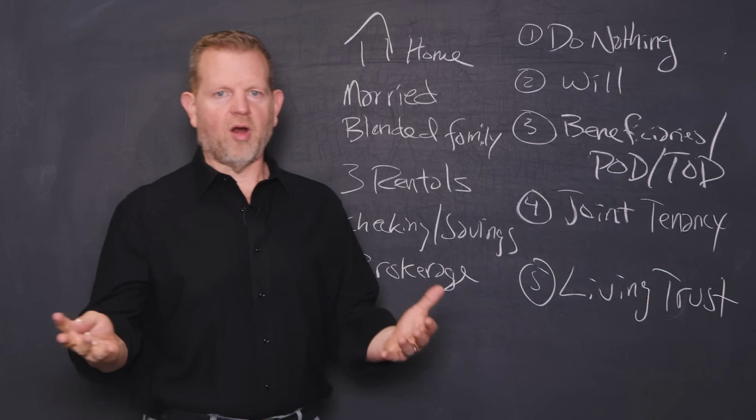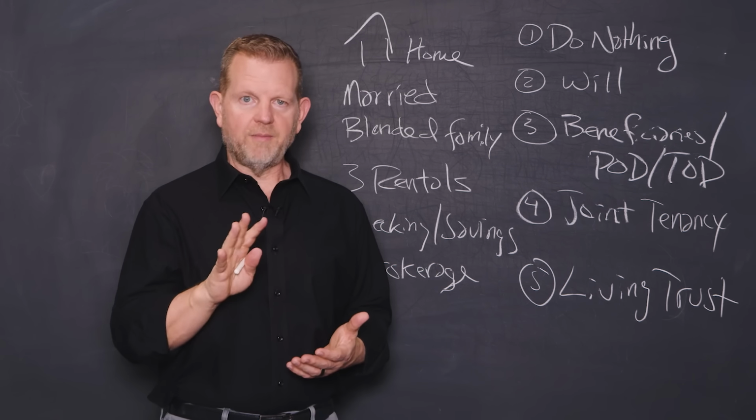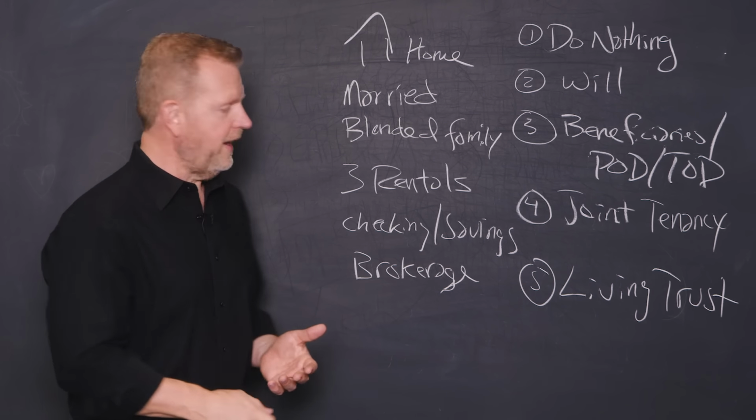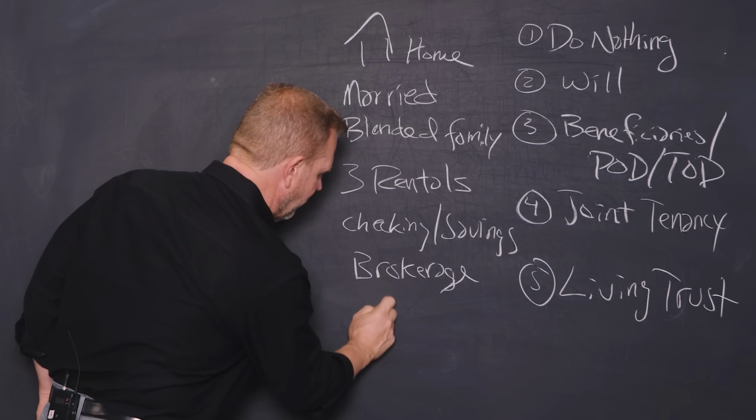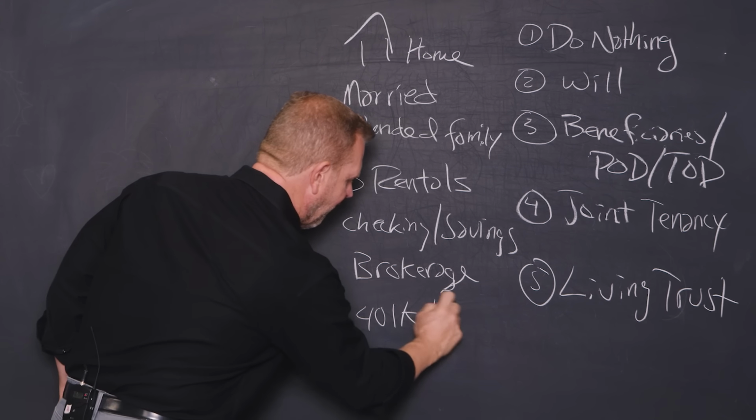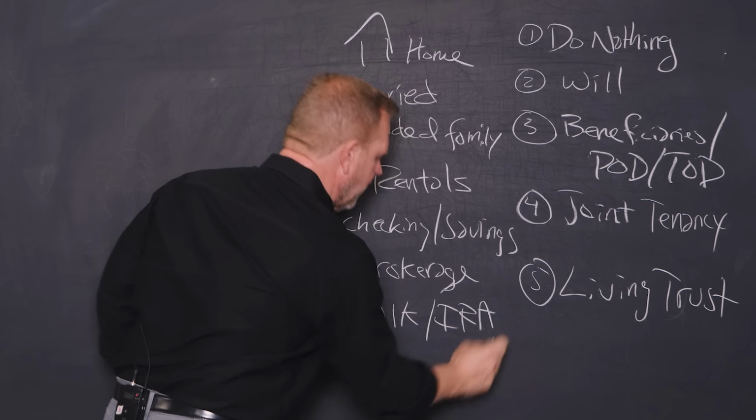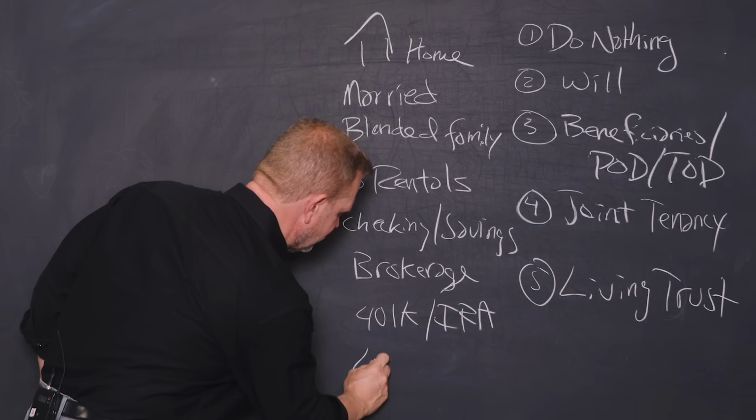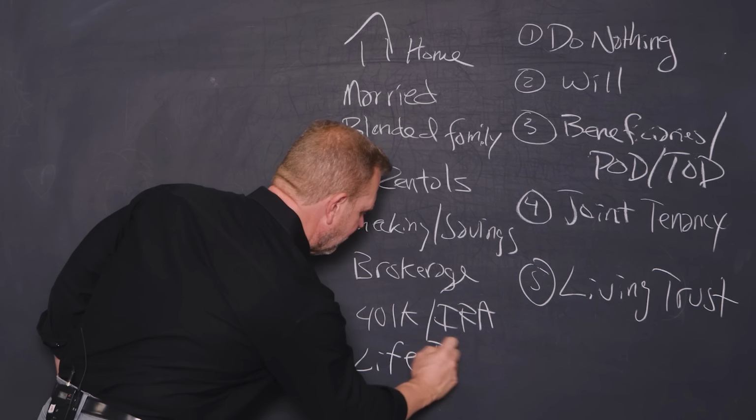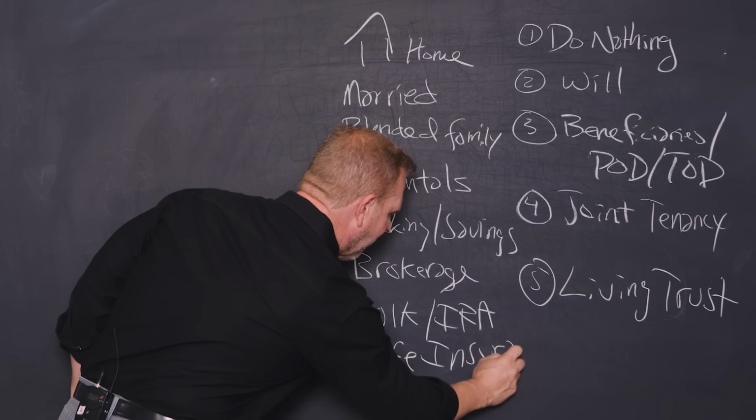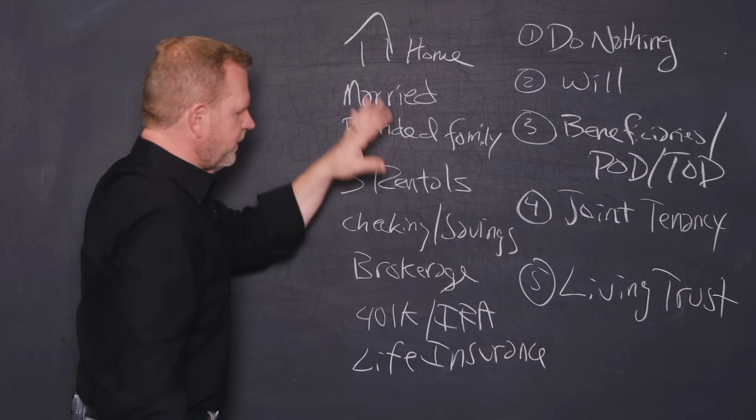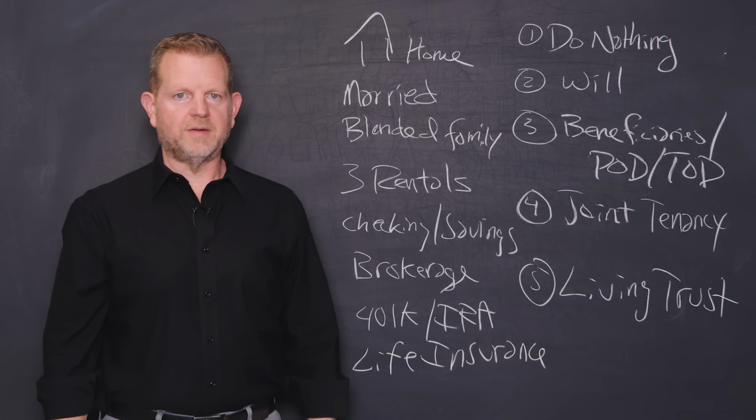You know, we could say a couple cars, but we don't need to put that in. But let's say you have a 401k and IRA, so you have some retirement accounts. What else should we throw in there? Life insurance. So you've got quite a lot going on there, right?